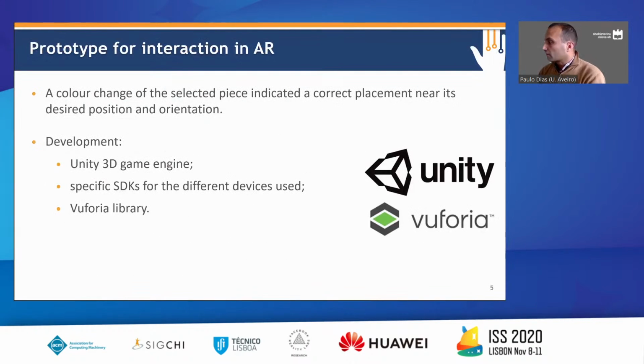So for the development, we use the Unity game engine that is well known, and then the different specific SDKs that are necessary. For augmented reality based on markers, we use the Vuforia library, and then since we also use the HTC Vive Pro, we also use the SDK from them.